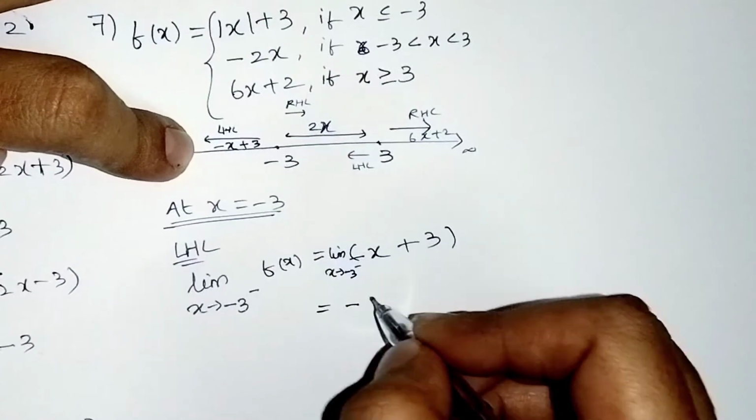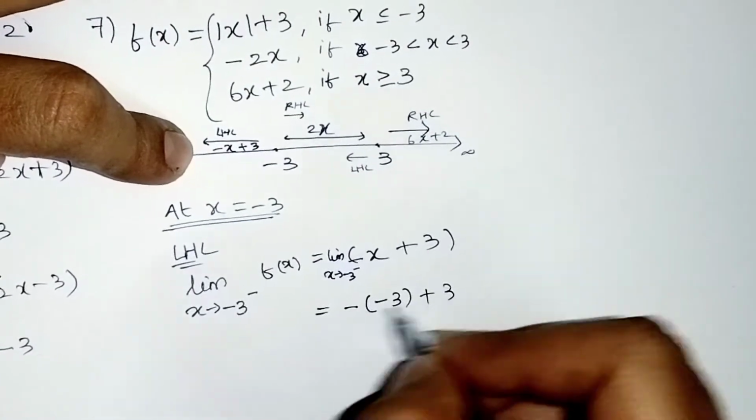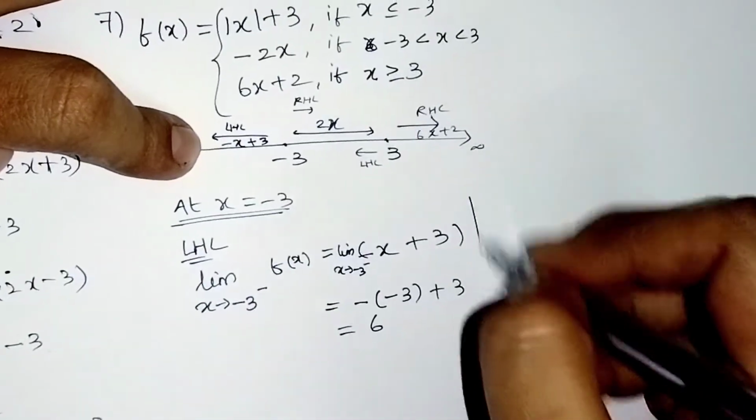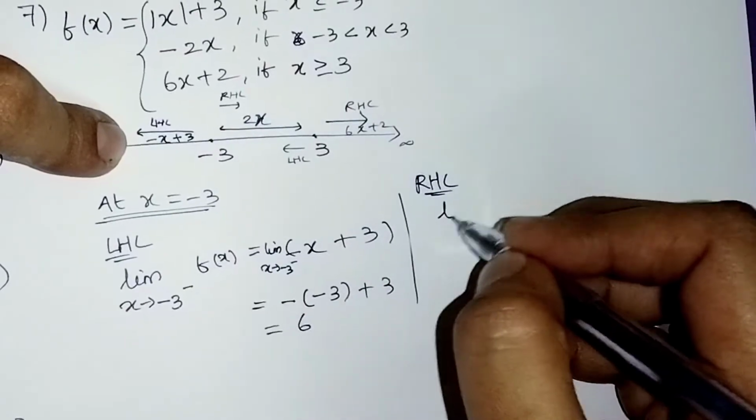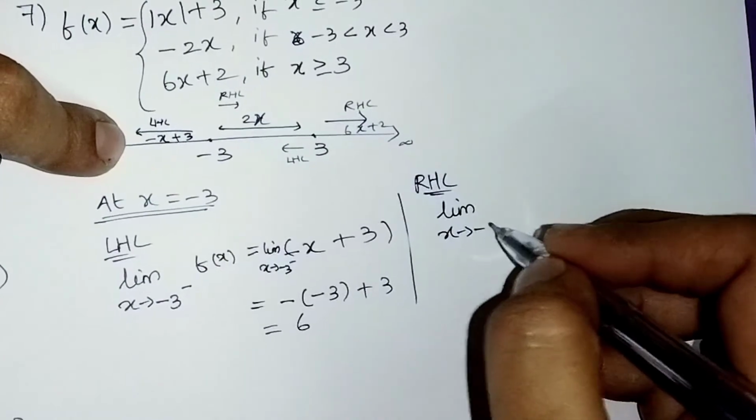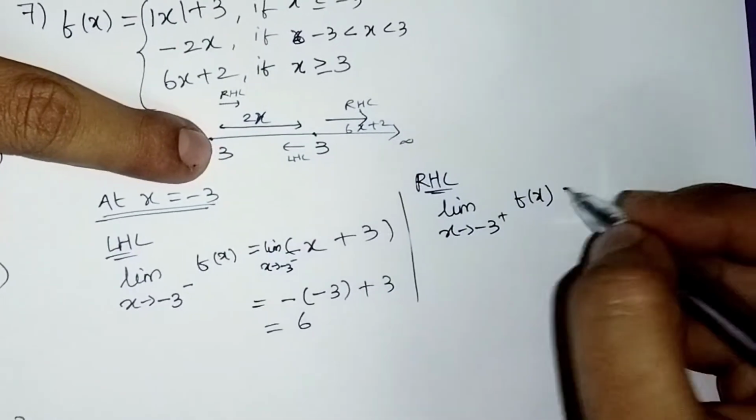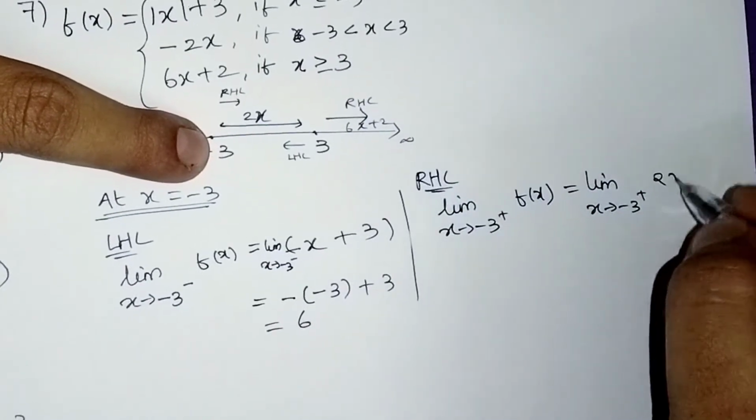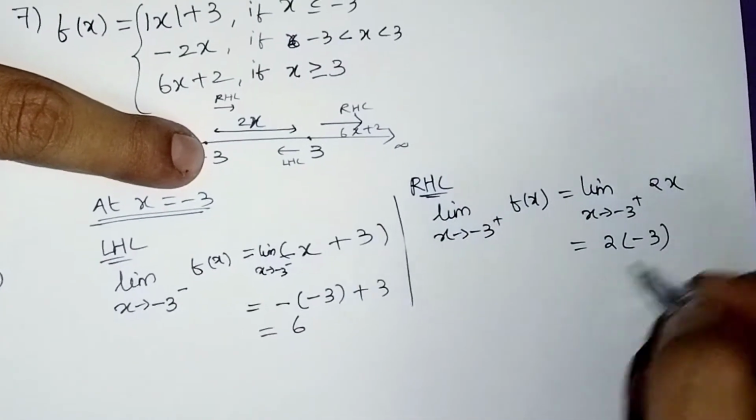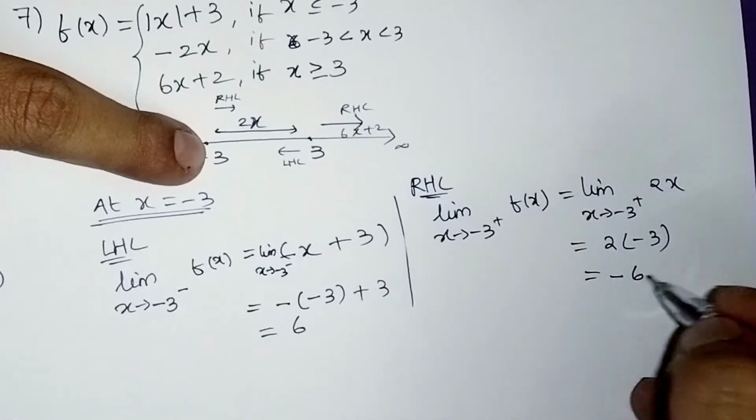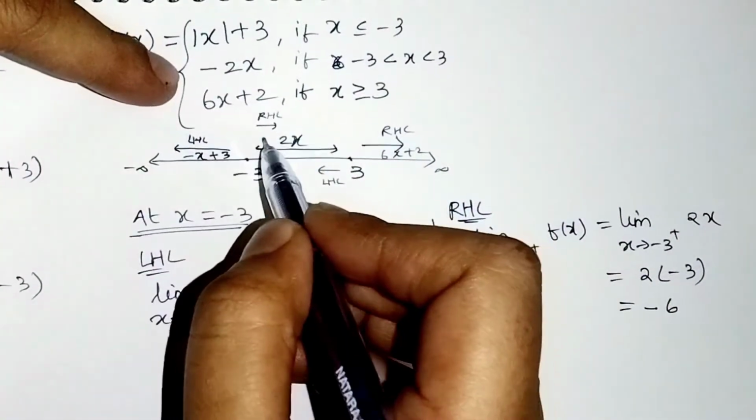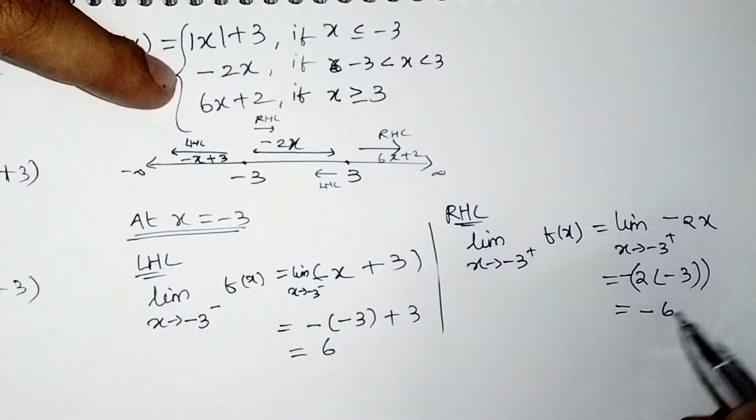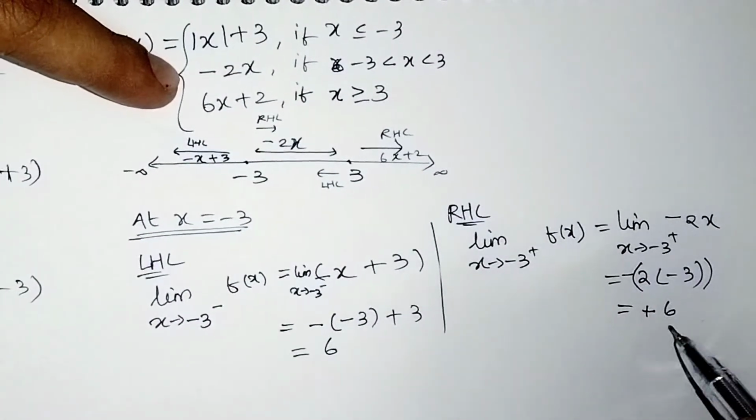So minus already it is there. In place of x it is minus 3. So minus into minus it is plus. 3 plus 3 is 6. Right hand limit, x tends to minus 3 power plus, and the function is 2x. So limit x tends to minus 3 power plus of 2x. In place of x it is minus 3. We get minus 6. Sorry, I forgot this minus sign. So it is minus 2x. I'm so sorry, the whole minus is there. So minus of minus, it will become plus.